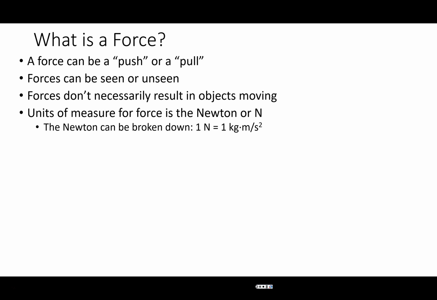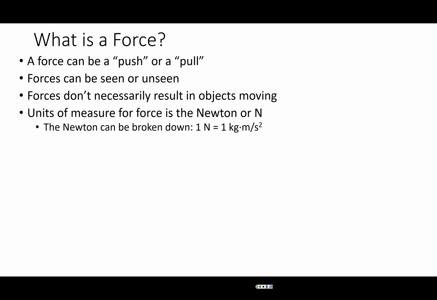So in science, we have to talk about units that are used across the world, international units. And the international unit of a force is a Newton. This could be 1 Newton, this could be 2 Newtons, this could be 3 Newtons, a force applied. It's units of Newtons. That unit of a Newton can be broken down further into kilograms, meters per second squared.